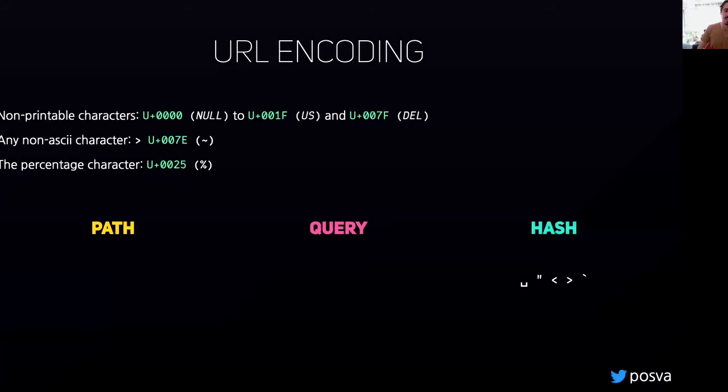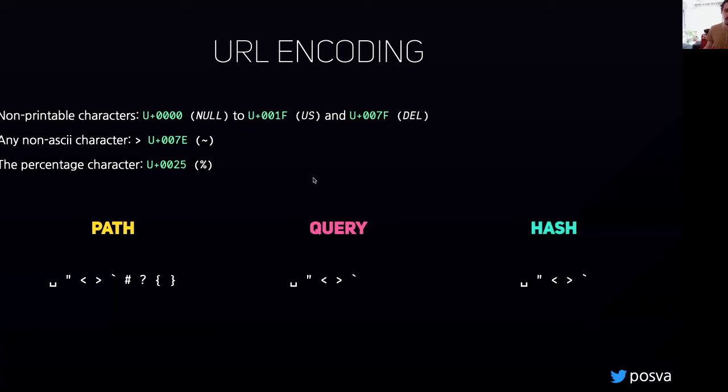Okay. So the path is going to take all these characters and add on top of that the hash character, because it's used for the hash, the question mark, because it's used for the query, and then the curly braces, which were supposed to maybe be used by the query, but in the end, they are not used in the HTTP protocol at least.